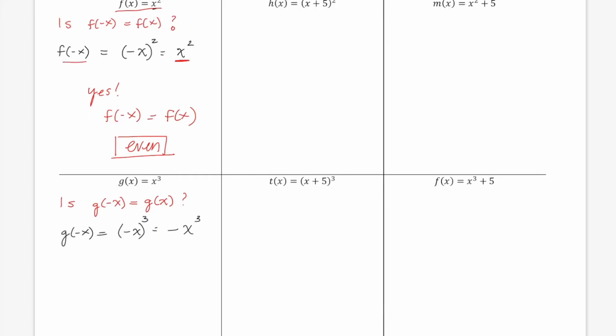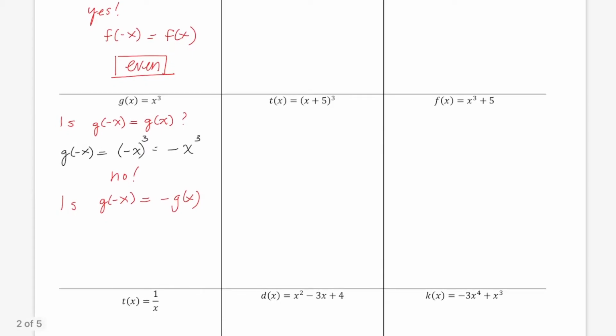So, is g of negative x, which is this one, equal to g of x? In this case, it's a no. They're not the same. So it's not even, which means you got to go further and check if it's odd. The odd definition is where g of negative x is equal to negative g of x. We already know what g of negative x is. We found that already. So now we're going to have to find negative of g of x.